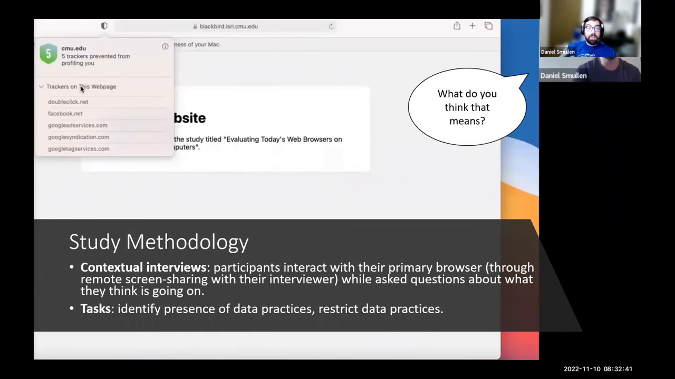And I asked them questions about what they think is going on. It's really as simple as that, but there's an agenda, right? There's a script. And so the idea is I wanted them to identify whether different data practices were there on the website and to try to restrict them.